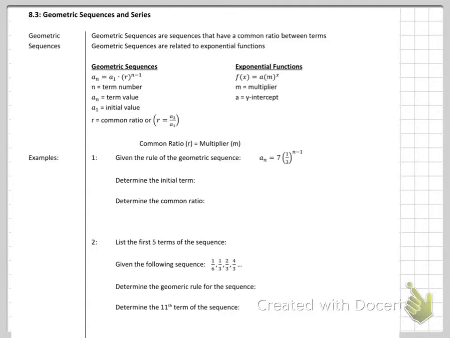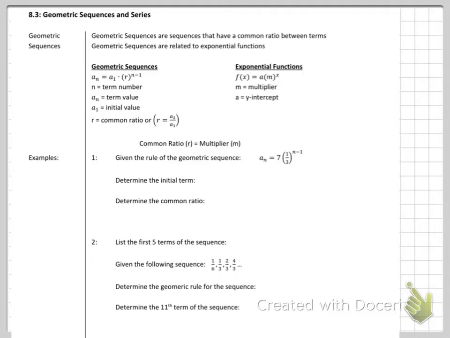Okay, section 8.3 is on geometric sequences and series. Remember, a geometric sequence is when you are multiplying by the same thing to go from one term to another. Geometric sequences are very much the same as exponential functions, except that a sequence is discrete, like we talked about in arithmetic, right? It would just be dots on a plane, whereas a function would be continuous. You would connect the dots.